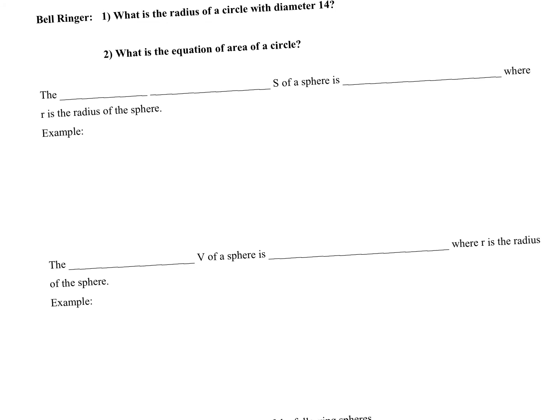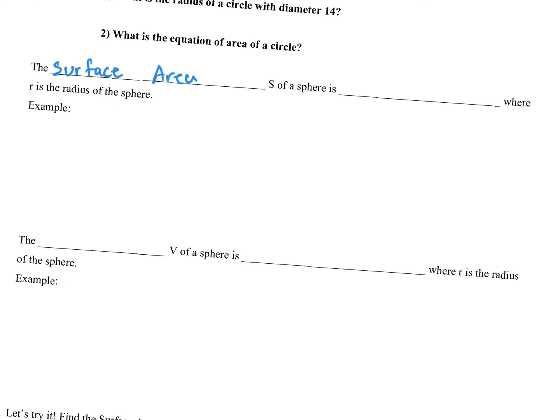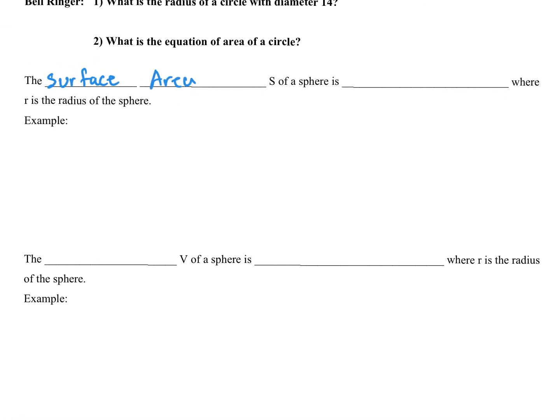Last concept of this unit is spheres. So today we're going to talk about the surface area of a sphere. And that formula is pretty straightforward. It is 4 pi. So surface area S is 4 pi times the radius squared.